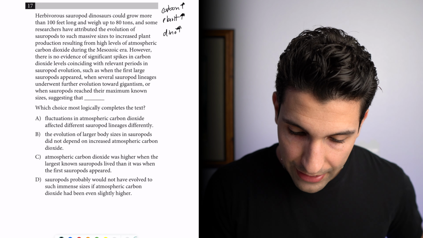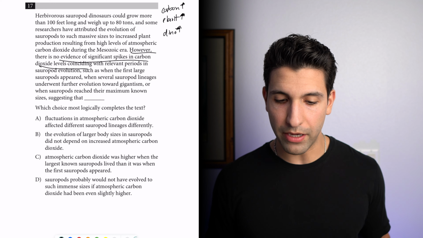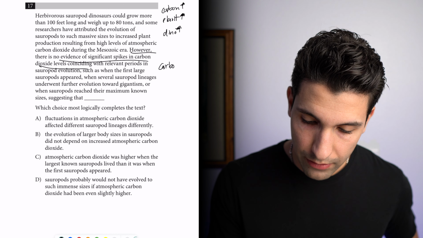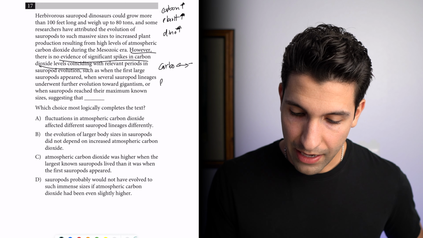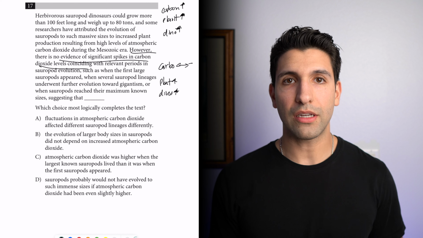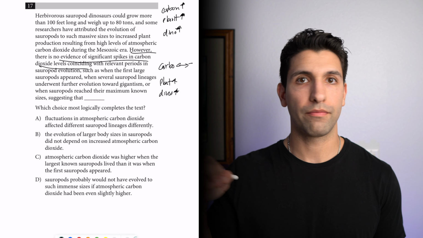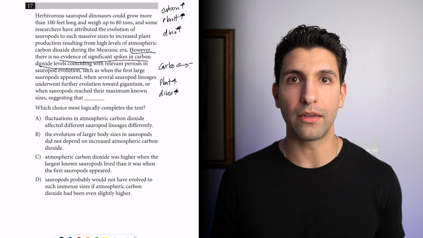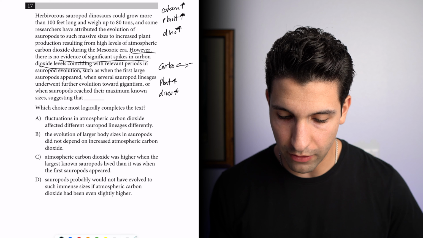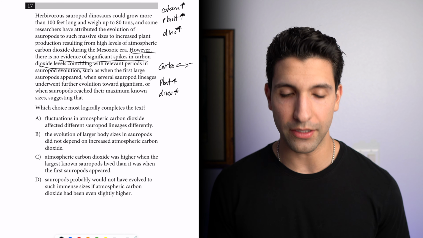But then it says, however, there is no evidence of significant spikes in carbon dioxide levels coinciding with relevant periods in this sauropod evolution. So what they're saying is that carbon was actually leveled, yet plant production was up, and dinos still got big, okay? So let's look at the answer choices and see which one of those fits the model that we're reading here, which is carbon, no spike in carbon, dino still got big from eating a lot of plants. So, A, fluctuations in atmospheric carbon dioxide affected different sauropod lineages differently. It doesn't talk about any of that in the passage about how it affected different lineages.